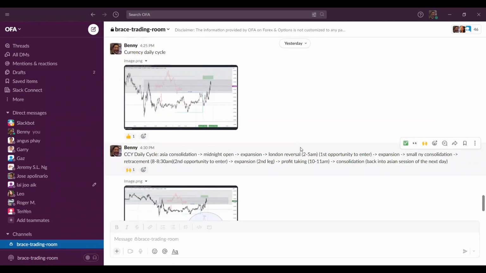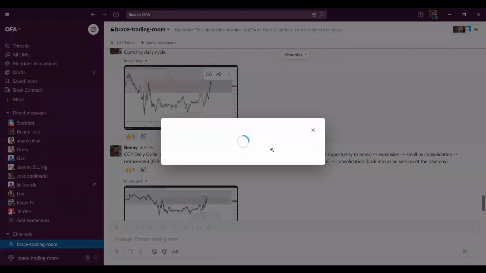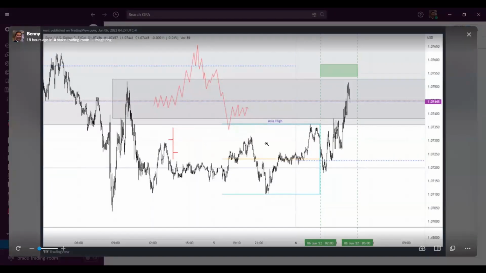A trade I took yesterday on EUR/USD. Now it was posted in this trading room right before it actually happened. We talked about the daily cycle of the currency pair, right? This is usually for any currency, we'll see this kind of pattern appear day after day.